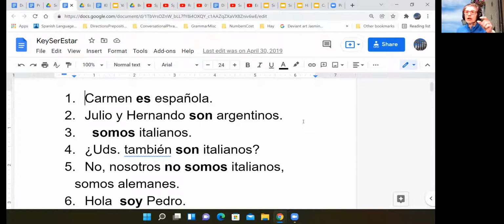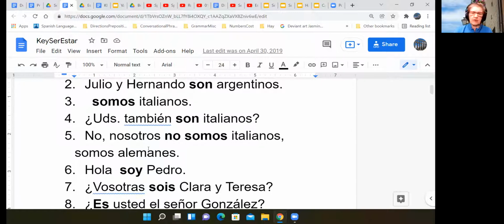If you see or hear nosotros somos, it's generally there because they want you to have the context to know to conjugate the verb for we, for nosotros, but it will be skipped. Ustedes también son italianos. These are all nationality things. También means also, too, as in T-O-O, that too. Are you guys also Italian? And the answer was no, nosotros no somos italianos, somos alemanes. We are German. The person is saying, nope, we're not Italian, we're German. All nationality kind of things so far here, okay?